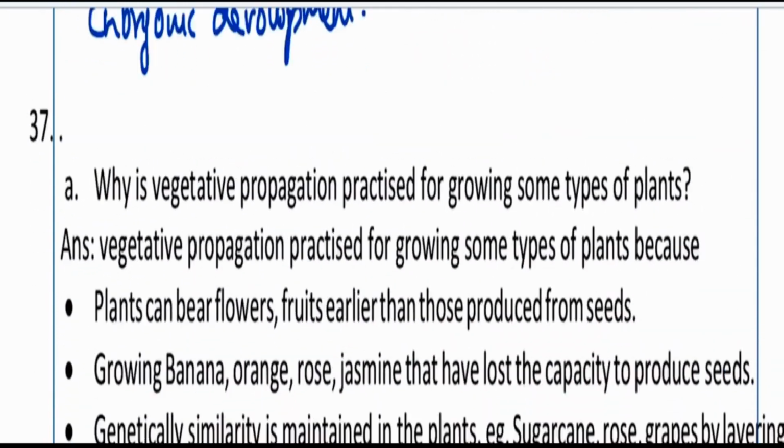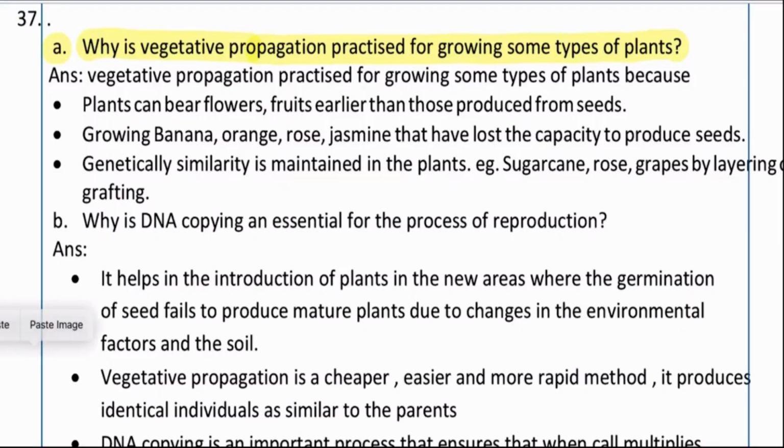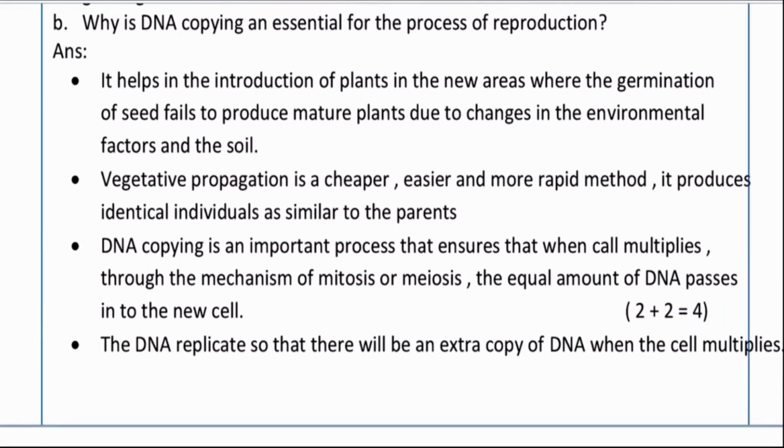Next question. A. Why is vegetative propagation practiced for growing some types of plants? Here the answer is provided. Next, B. Why is DNA copying essential for the process of reproduction? Here are 4 points provided. You can write any 3.